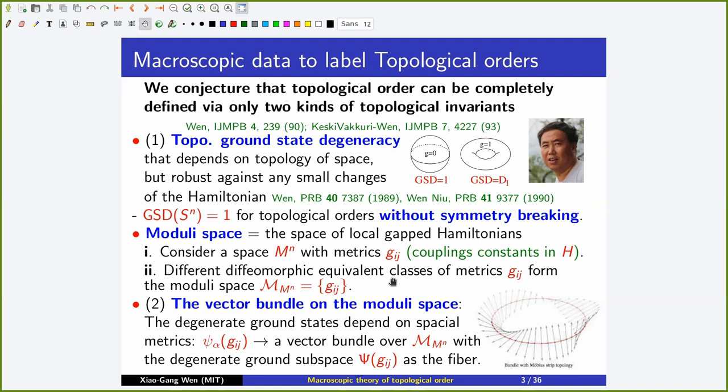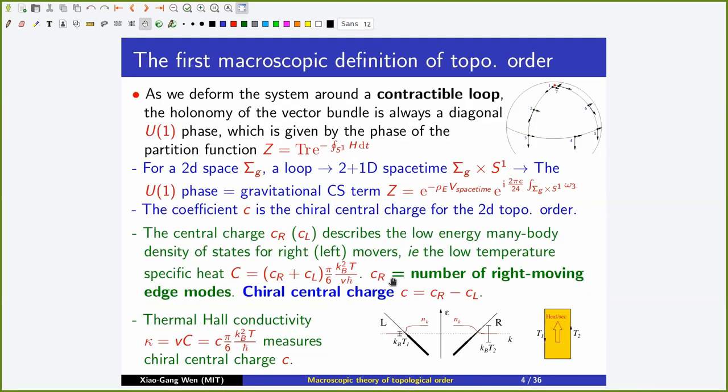Okay. And so now the question became how to describe this topological order. They say, okay, we want to describe this vector bundle. Now how to describe a vector bundle? Then the first thing is the Berry phase. So here what I'm describing is the Berry phase, which is called the U(1) connection. That's a more formal name.